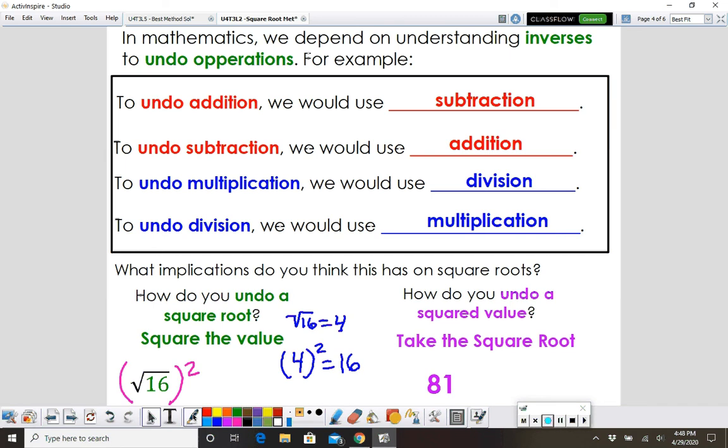So if I have 81 here, the way I'm going to undo that 81 is I'll take the square root, and the square root of 81 is going to be positive or negative 9. All right, so now we're ready to get started.